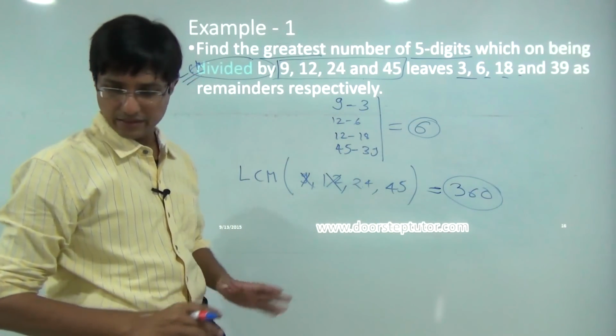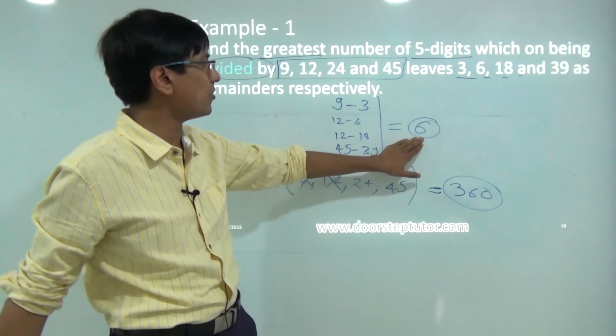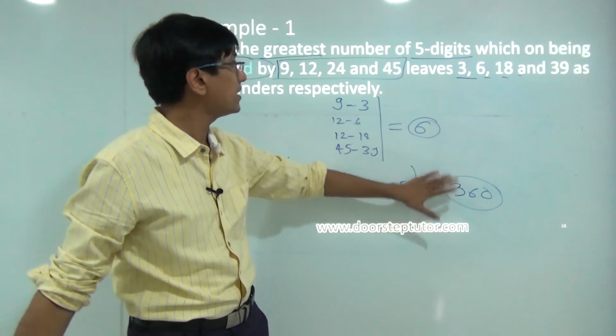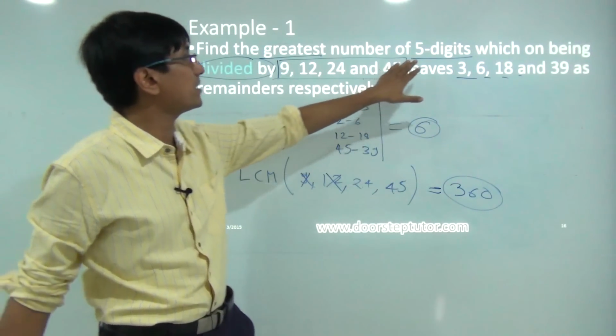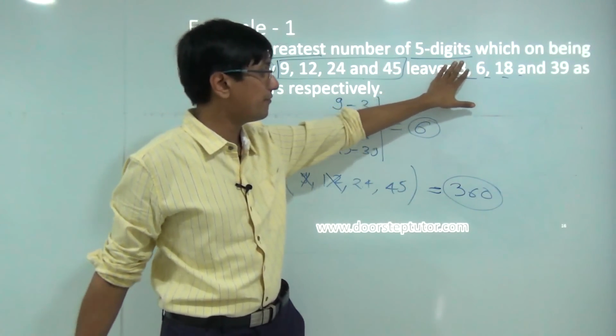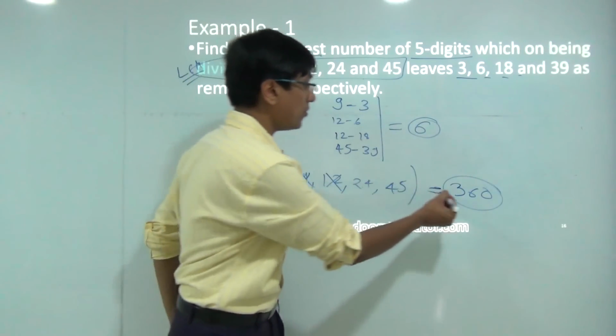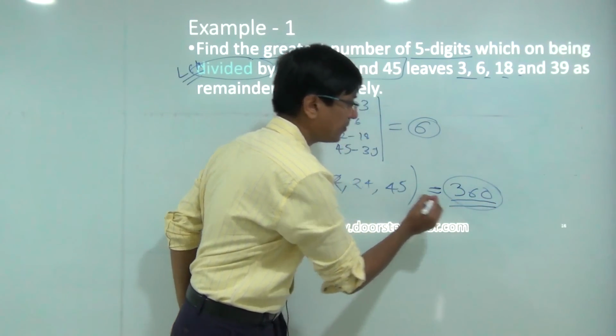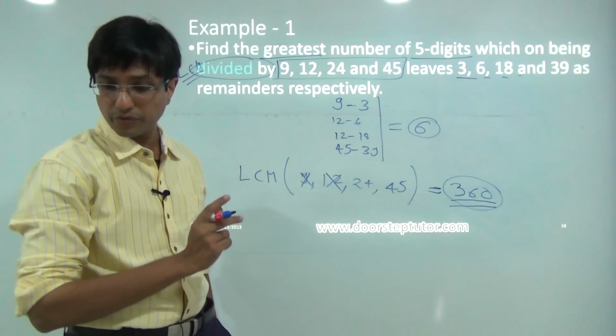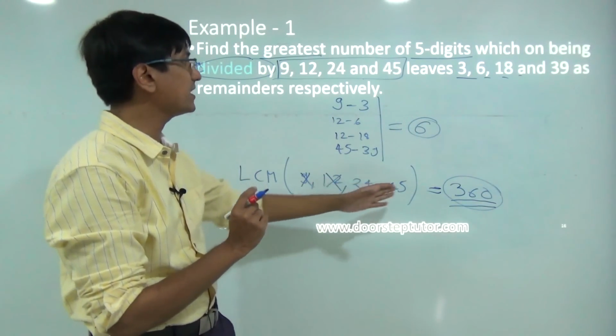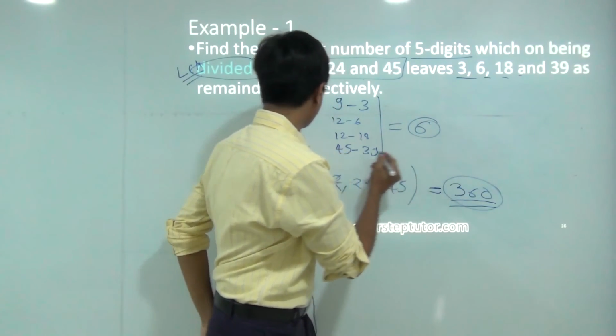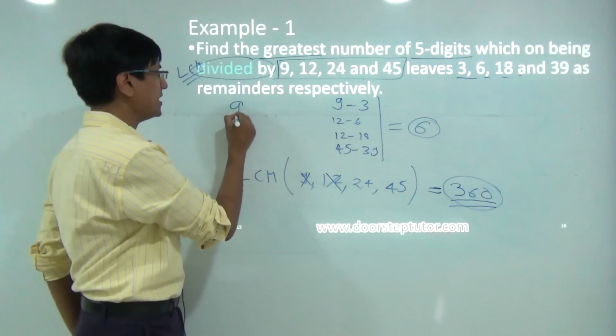Okay, and this 360, and I know that there is a common difference 6 involved here, but there is also this added condition of greatest number of 5 digits. So I have to first go to the right multiple of 360. What is the greatest number of 5 digits?